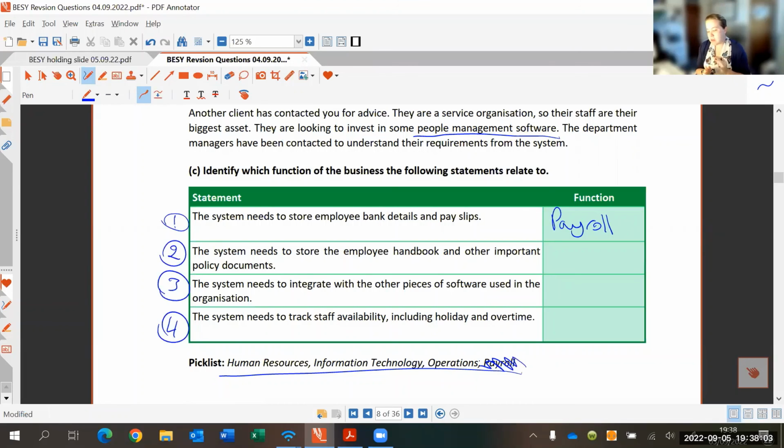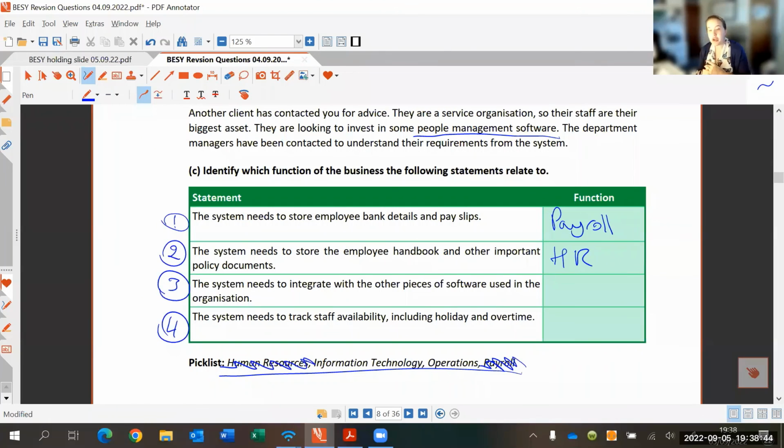Okay. Statement 2, the system needs to store the employee handbook and other important policy documents. Although IT was put down in the chat, it's not their remit to worry about staff policy documents. That more falls to the remit of human resources or HR, because it's their role to put those documents together and also make sure that staff have access to them. They may also require that you tick to say you've read them and all that sort of thing. But yeah, if we're going to have that in the system, that's what HR would want to see in there.